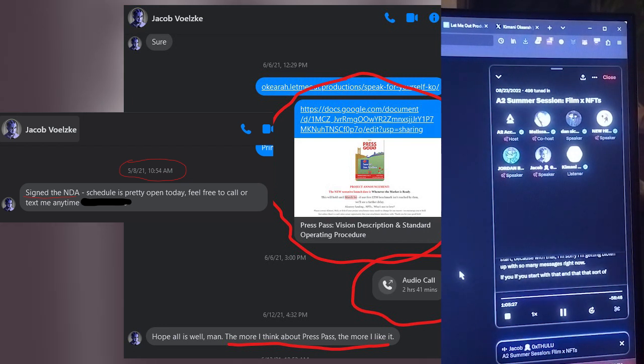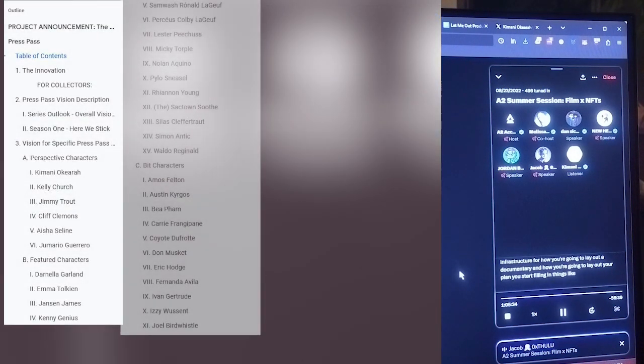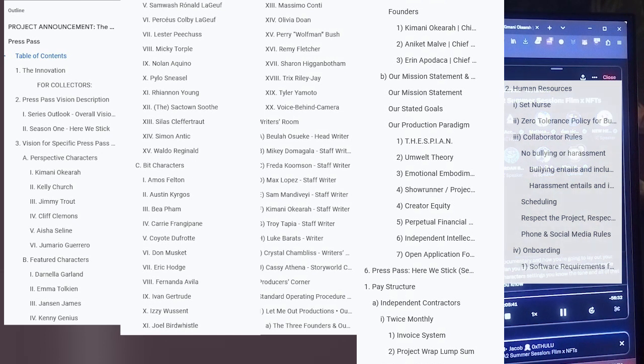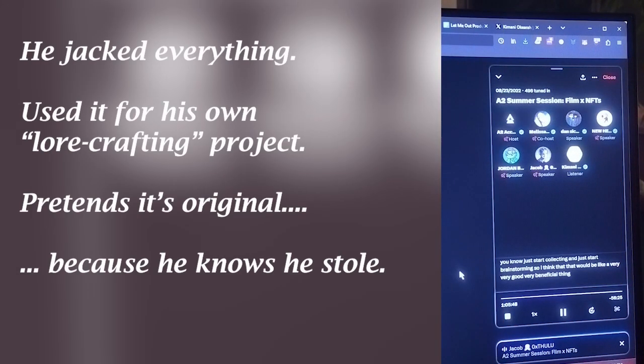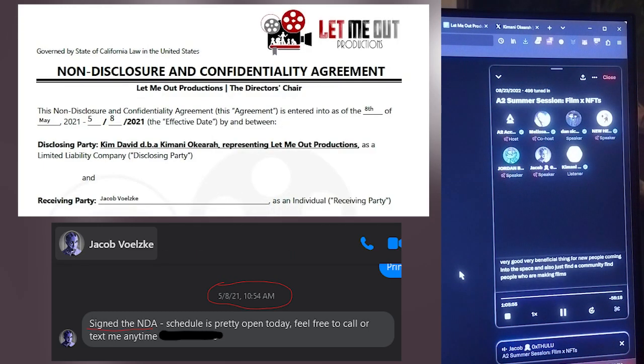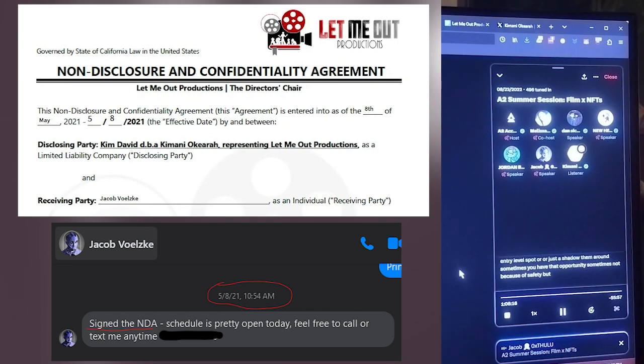If you start with that sort of infrastructure for how you're going to lay out a documentary and how you're going to lay out your plan, you start filling in things like locations, people, characters, settings, the tone and all of that, just start collecting and just start brainstorming. I think that would be very beneficial for new people coming into the space. And also just find a community, find people who are making films or have made films. I think most people are very warm to anyone who's looking to learn. If you're looking to get into film traditionally, find someone who works there and ask if there's a way for you to start in an entry level spot or just to shadow them around. Sometimes you have that opportunity, sometimes not because of safety. Yeah, get to know people.